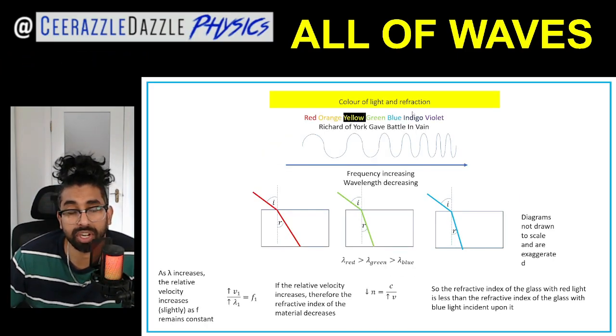Color of light and refraction. Red, orange, yellow, green, blue, indigo and violet. This is the visible light spectrum. Richard of York gave battle in vain. As you can see, we have the wavelength decreasing and the frequency increasing.